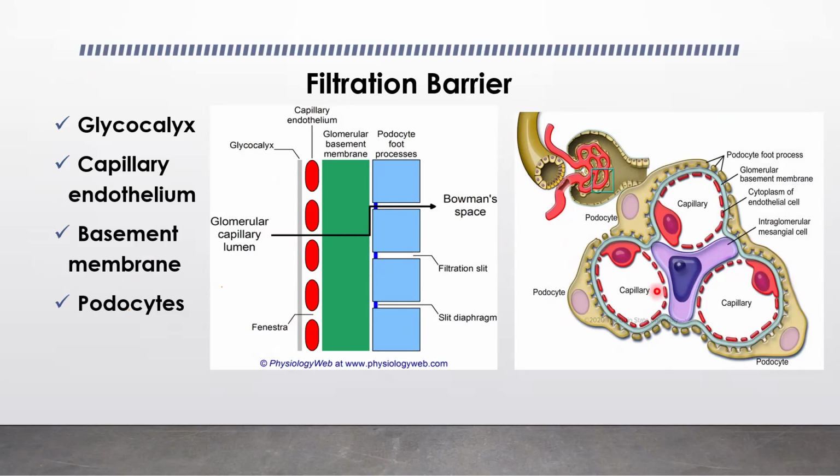So ideally, if you want the process of filtration to happen, it starts from the point where you have the capillaries and the glycocalyx. All the substances that will undergo the process of filtration will pass through those layers.